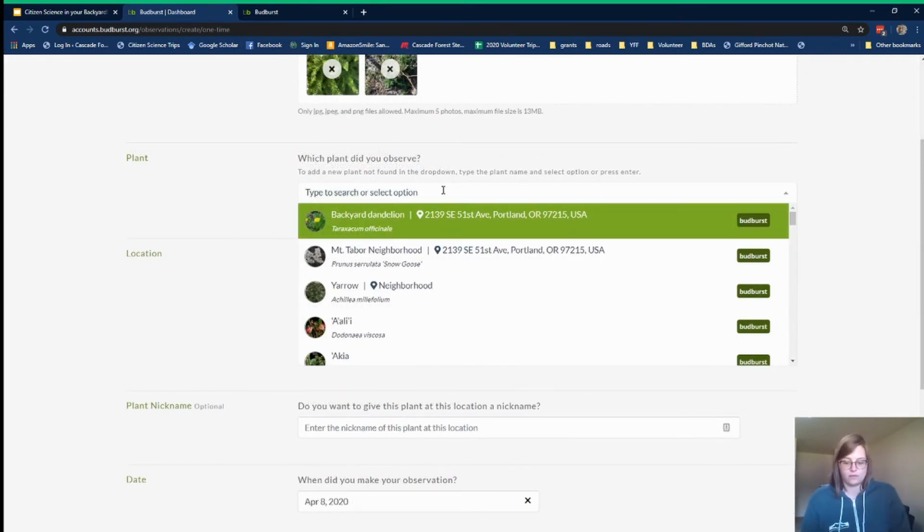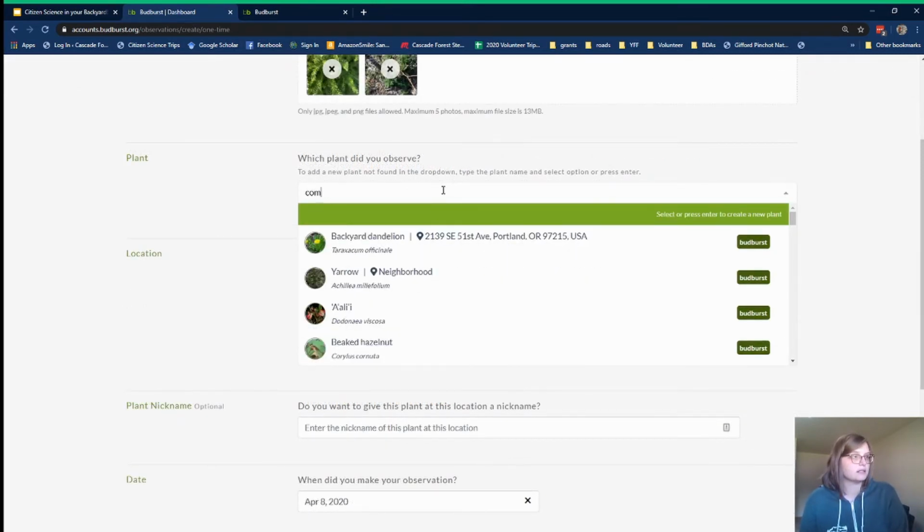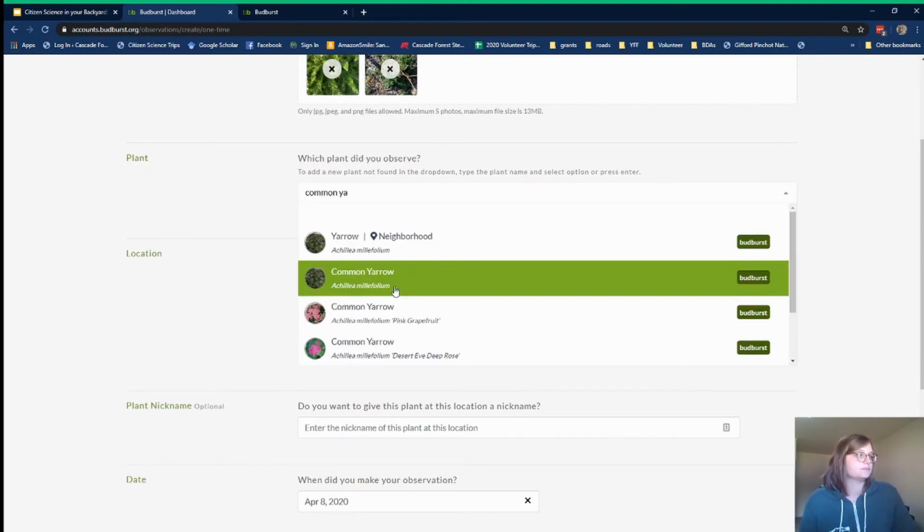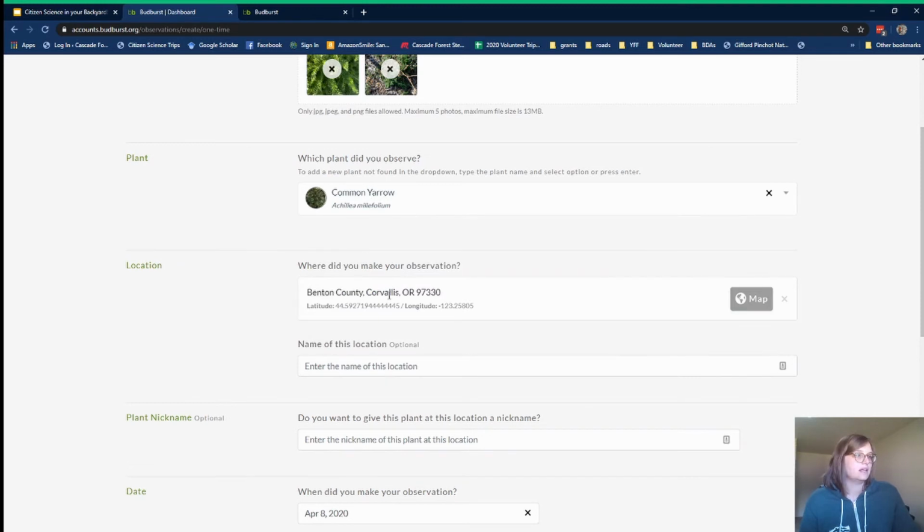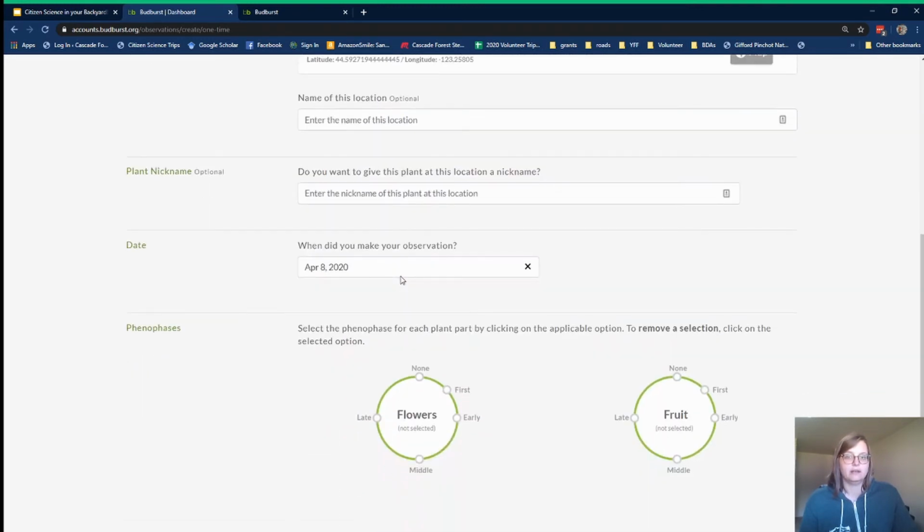Then it asks what plant, like I said, common yarrow. I'll put that there. It has my location from the photos. Name of location, I'll just say it's neighborhood, as opposed to maybe if I was going out to the forest to collect this data, then just for myself would keep things organized. You can make a nickname.